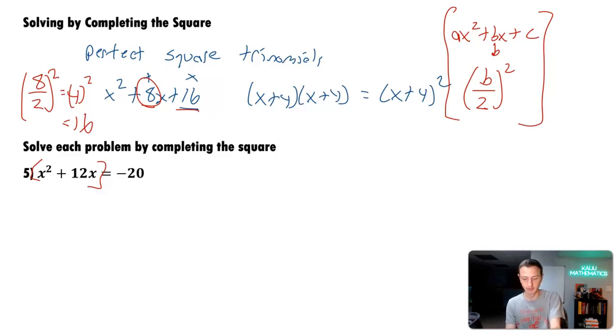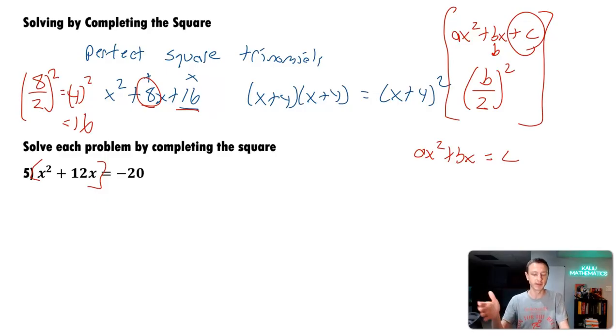So this is fine. Like technically, right here, if I go back to this, I would want this as ax squared plus bx equal to the c term. So I'd want that c on the other side because I'm going to try to create a perfect square trinomial, and that c term does not allow me to. So I have to move that over. So I have this x squared plus 12x.